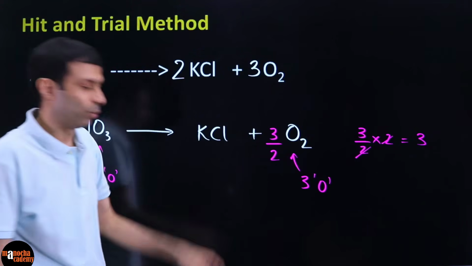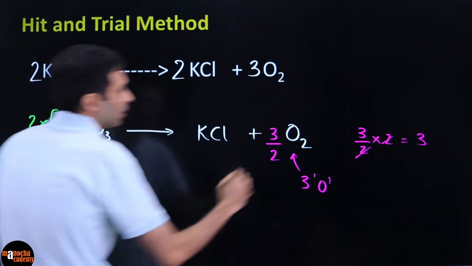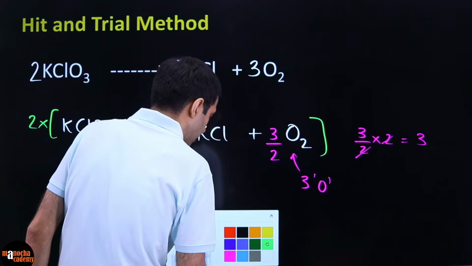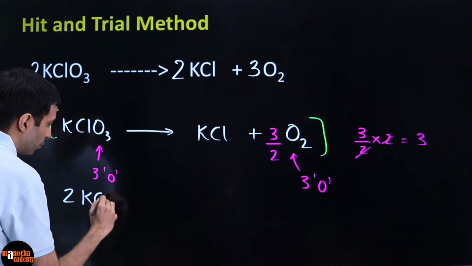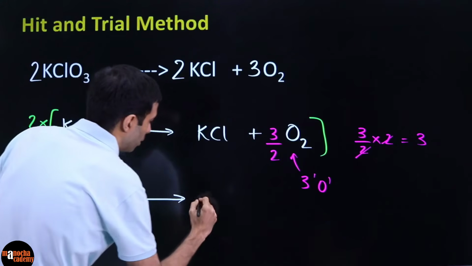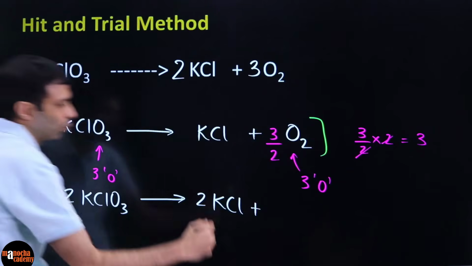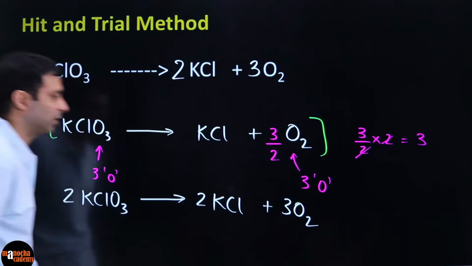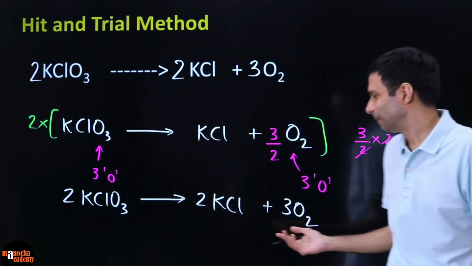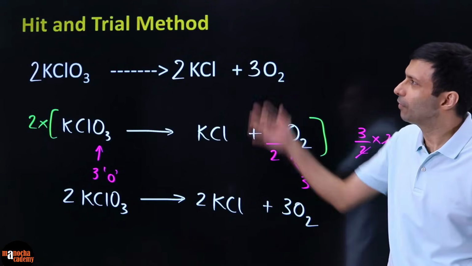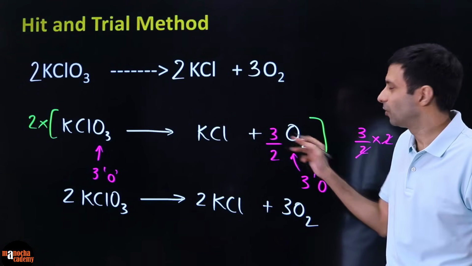So denominator is 2. So you multiply this entire equation by 2. So if you multiply this entire equation by 2, you're going to get what? 2 KClO3 is going to give you 2 KCl and 3 by 2 times 2. So 2 and 2 will cancel plus 3 oxygen. There you go. We have the answer. So you can see that whichever way you like, sometimes fractions are way faster because you can see 3 by 2, it's solved.